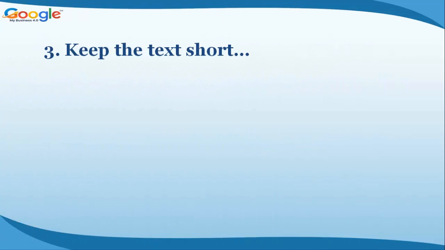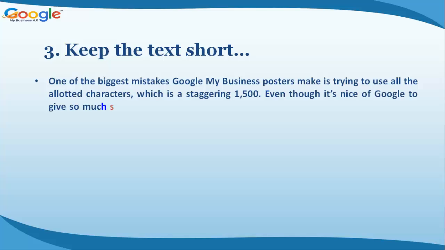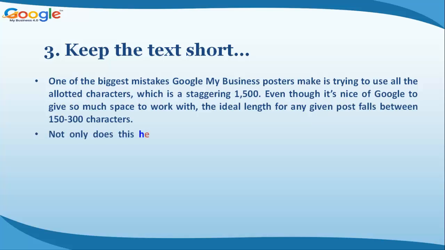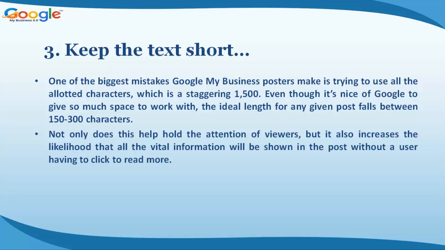3. Keep the text short. One of the biggest mistakes Google My Business posters make is trying to use all the allotted characters, which is a staggering 1,500. Even though it's nice of Google to give so much space to work with, the ideal length for any given post falls between 150 and 300 characters. Not only does this help hold the attention of viewers, but it also increases the likelihood that all the vital information will be shown in the post without a user having to click to read more.